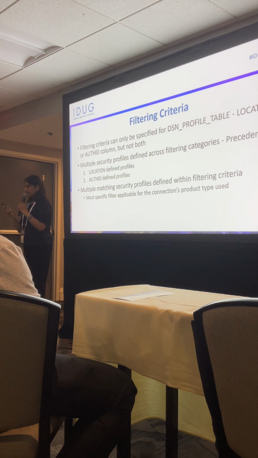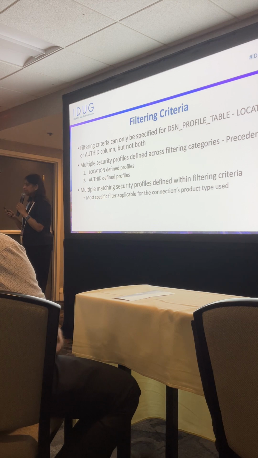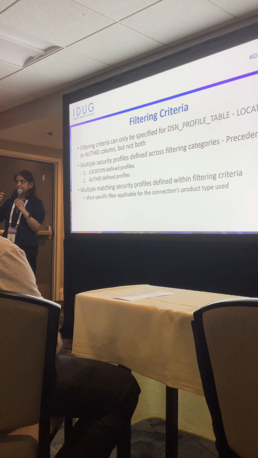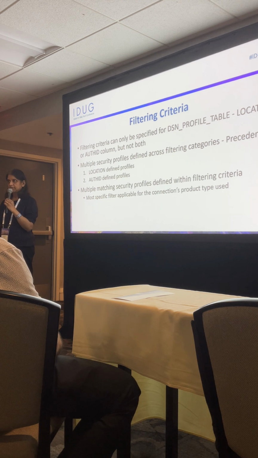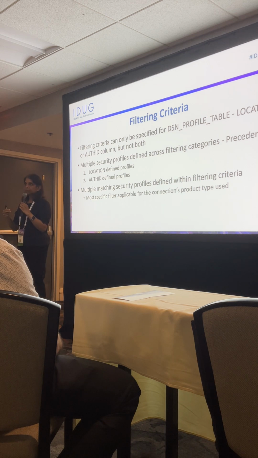Yeah, so you can specify multiple security profiles, but the precedence is always the location, and then we take auth ID into consideration. Even within the specific filtering criteria with the location, if you have a subnet mask and then a specific IP address, and your connection matches that specific IP address, then that profile takes precedence over the generic one. So there is a precedence order even within a specific filtering criteria.